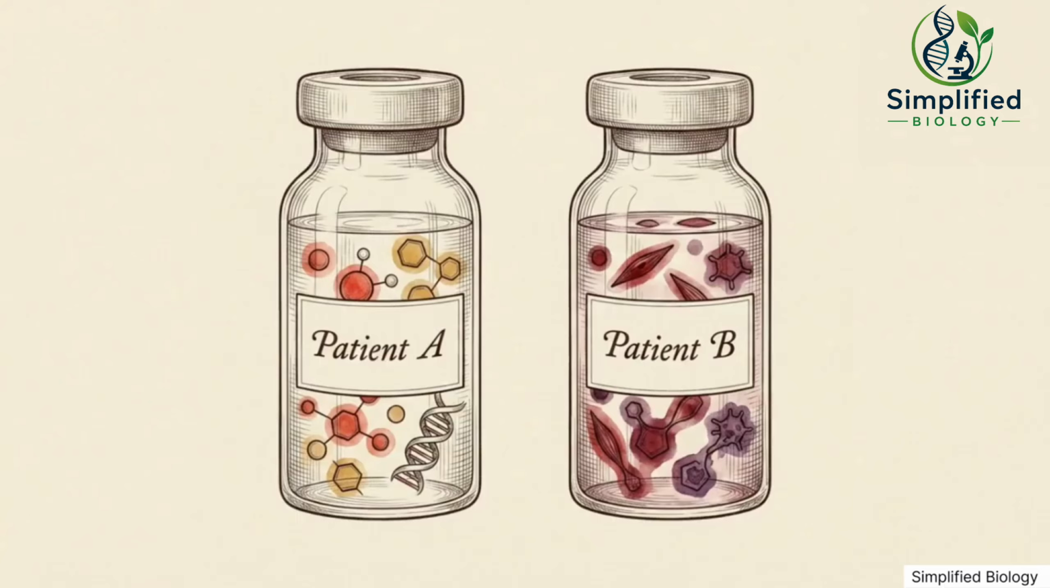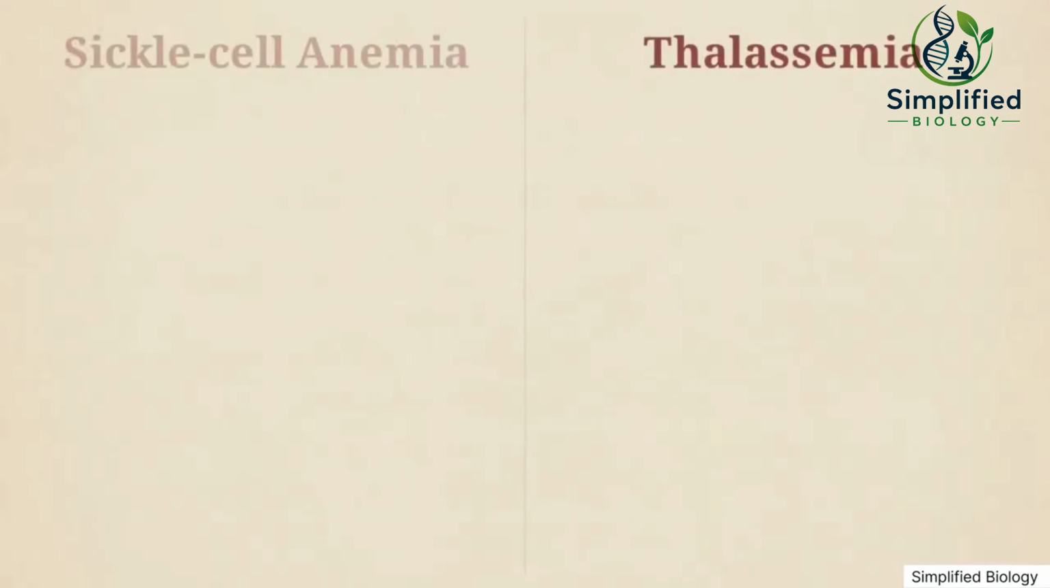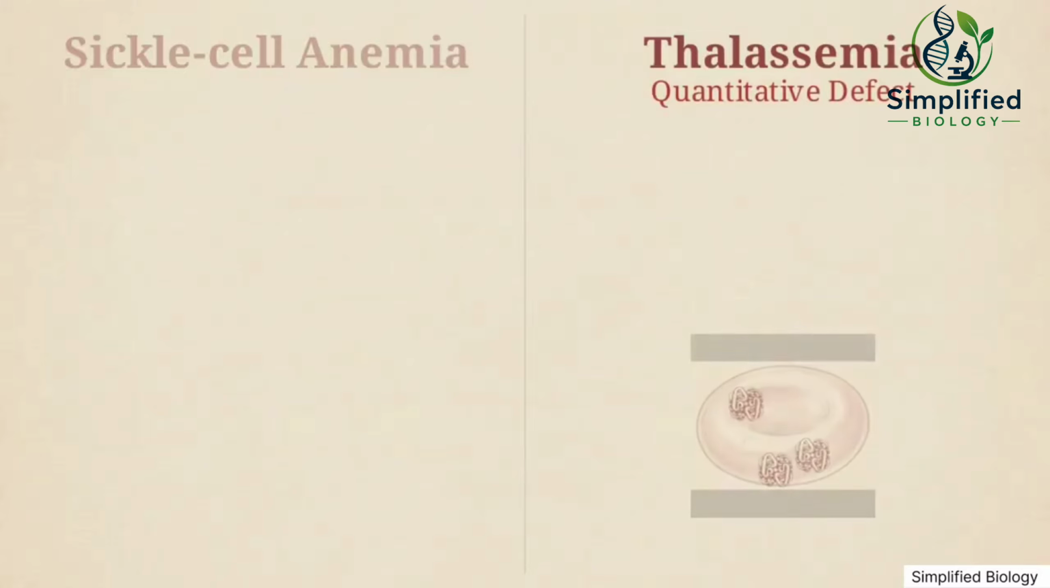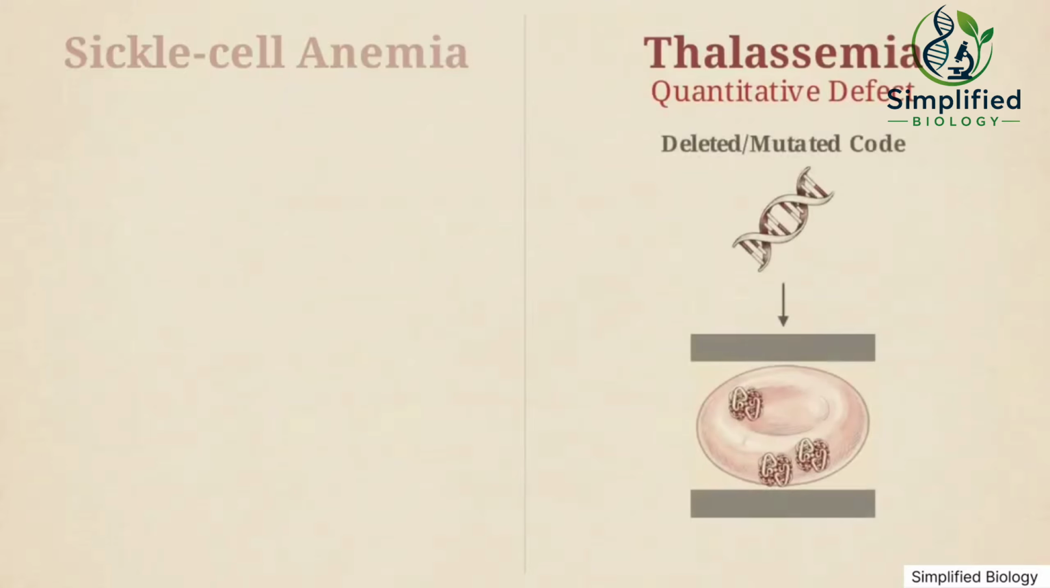Sickle cell anemia and thalassemia both result in severe anemia, but they operate through distinct mechanisms. Mapping these diseases reveals a fundamental difference in biological failure. Thalassemia is a quantitative problem. The body synthesizes too few normal globin molecules because the genetic instructions have been deleted or mutated.